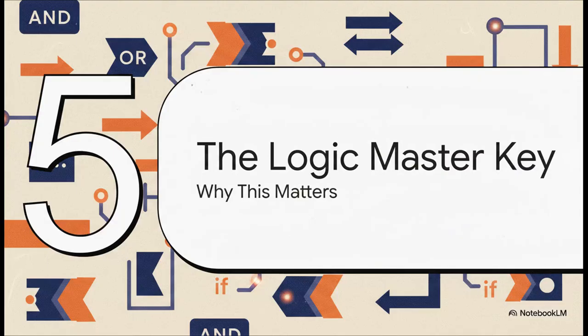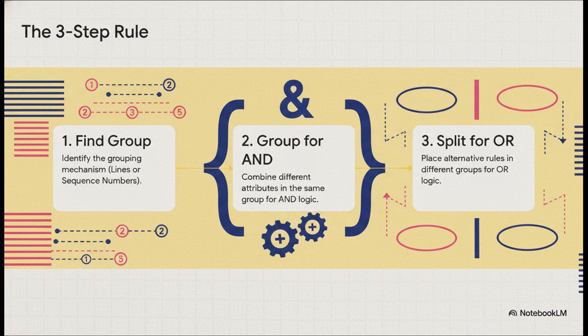So we've seen this rule of grouping in 2 different flavors now. Let's bring it all home and forge a master key, a simple way of thinking that shows why getting this concept is so incredibly important for your day-to-day work. It's really just a 3-step thought process. First, whenever you see a selection screen, just ask yourself, what's the grouping mechanism here? Is it lines? Is it sequence numbers? Something else? Step 2, if you want to get really specific and narrow your search, you combine different kinds of criteria into the same group for an and. And step 3, if you want to broaden your search, you either stack up multiple options for the same field, or you build completely separate rules in different groups for an or.